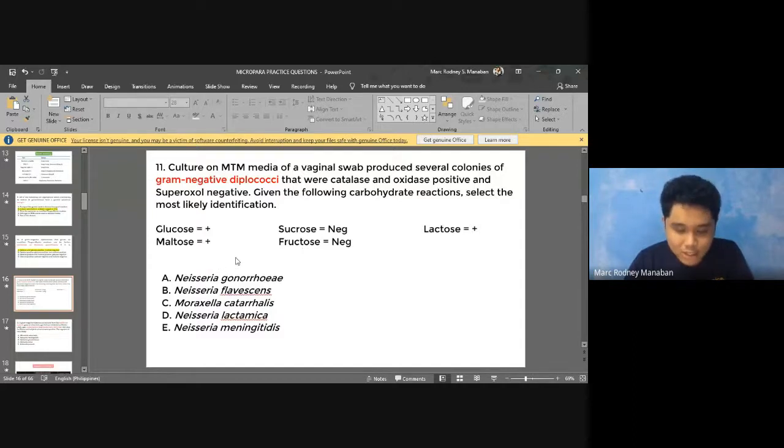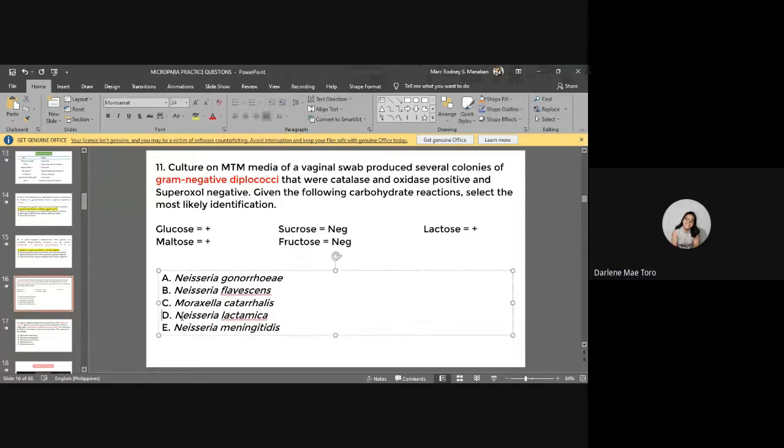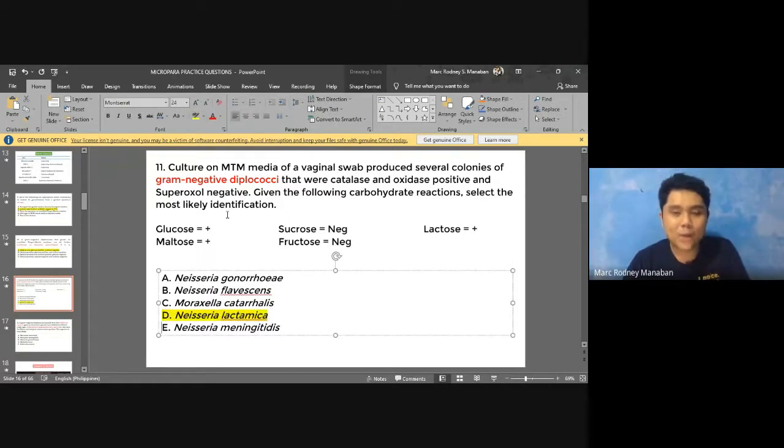So, where are we now? Next is sugar fermentation. Take note, glucose, maltose, and lactose are fermented. So, therefore, it's in the name, which organism is it? Neisseria lactamica. Alright? In the name, lactose positive, it also ferments glucose and maltose. Your carbohydrate utilization test for gram-negative cocci is really one of the definitive tests for the Neisseria species, because with carbohydrate fermentation alone, you can already tell which organism it is.